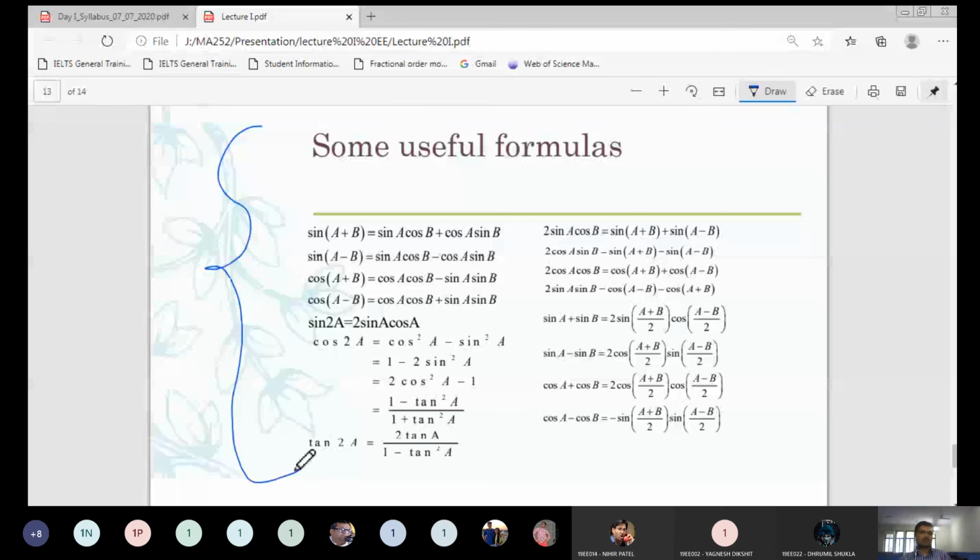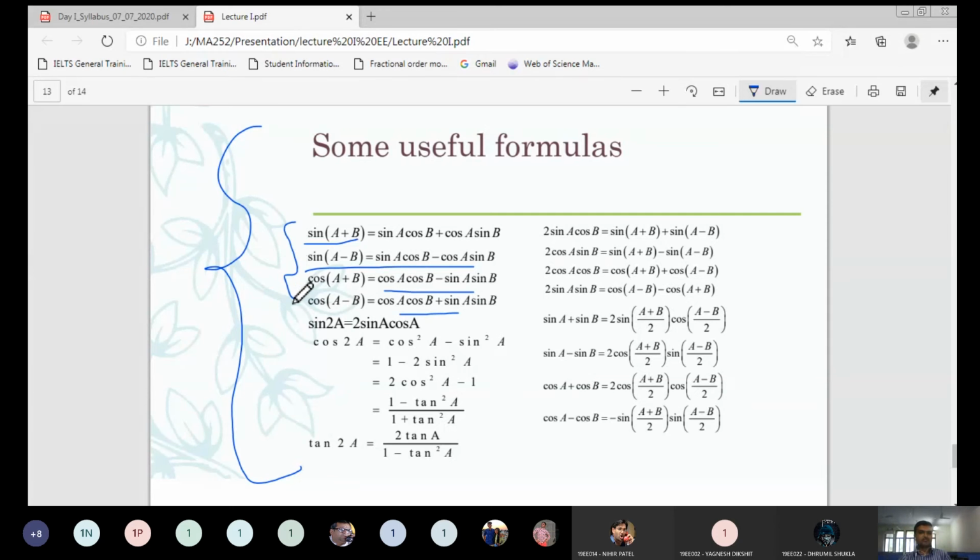Okay. Also, these are the useful trigonometric formulas. Sin(a plus b) is equal to sin a cos b plus cos a sin b. Sin(a minus b) is equal to sin a cos b minus cos a sin b. Cos(a plus b) is equal to cos a cos b minus sin a sin b. Then cos(a minus b) is equal to cos a cos b plus sin a sin b.